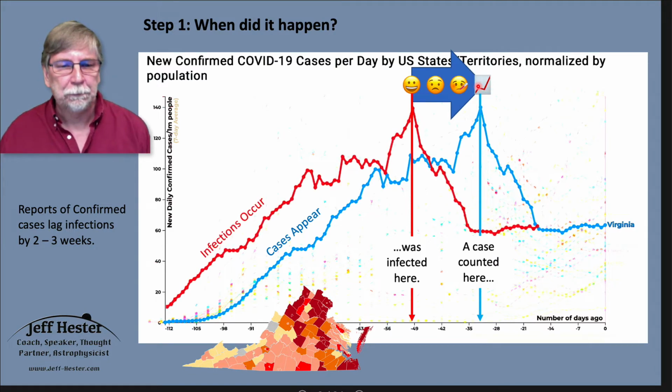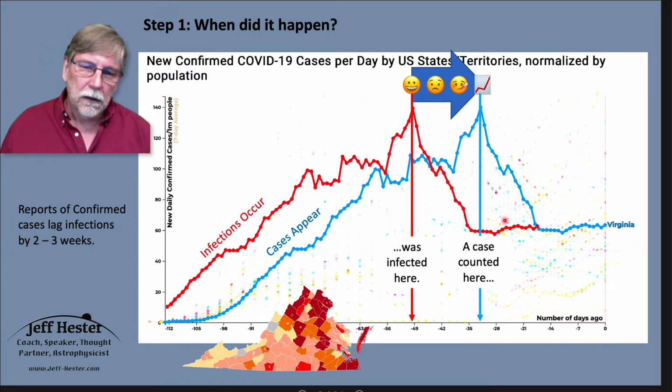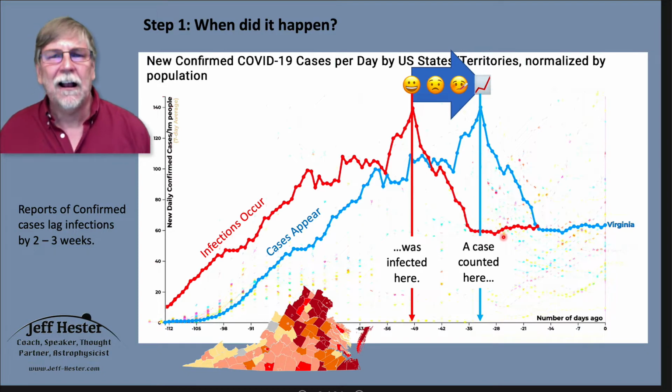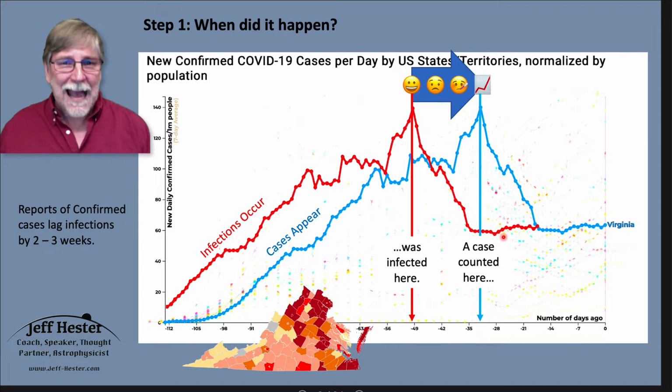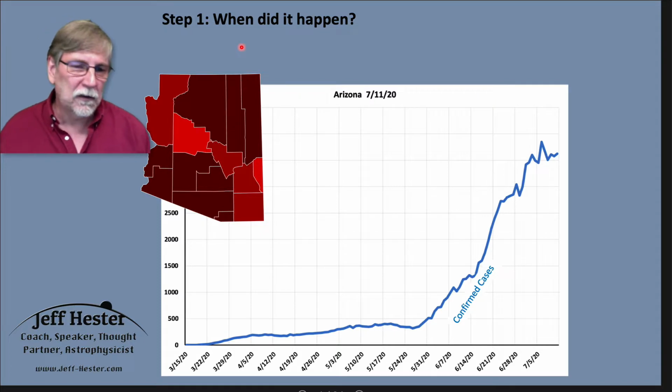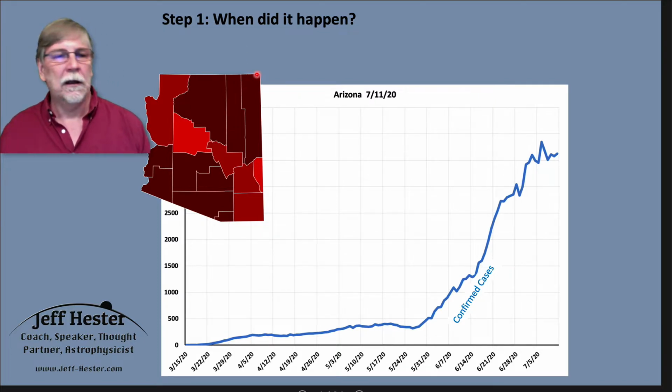When did it happen? Take today's confirmed cases, slide that curve back by about 2.5 weeks, give or take. And that gives you a pretty good idea of what was actually happening with the spread of the disease when the infections were occurring. So, step 1, when did it happen? Let's apply that to Arizona, which is where I call home.